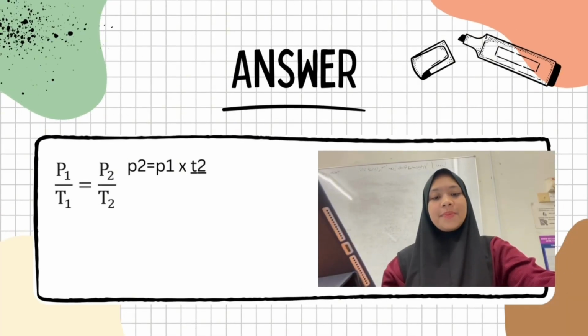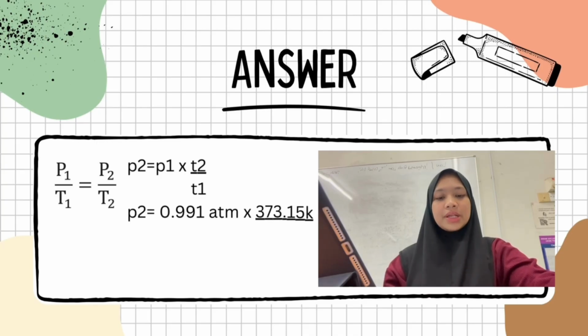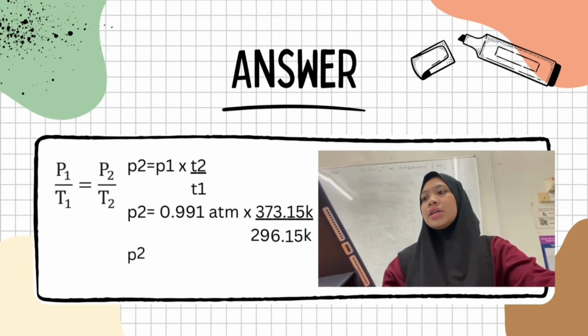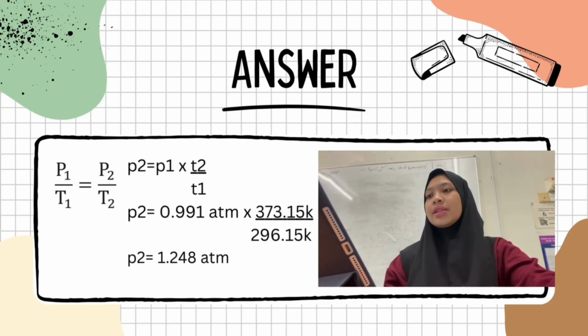Next, one of the sample questions of Charles' law application is as given. A 1 liter steel tank is fitted with a safety valve that opens if the internal pressure exceeds 1.00 times 10 to the power of 3 torr. It is filled with helium at 23 degrees Celsius and 0.991 atm and placed in boiling water at exactly 100 degrees Celsius. Will the safety valve open?